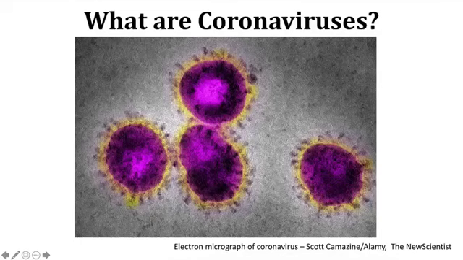So let's talk briefly about what coronaviruses are. Here you're seeing an electron micrograph picture of a coronavirus. Coronaviruses are a group of viruses that have a halo or crown, which is what corona stands for, the crown-like appearance when you view it under electron microscopy. They are a family of RNA viruses that predominantly infect mammals and birds.